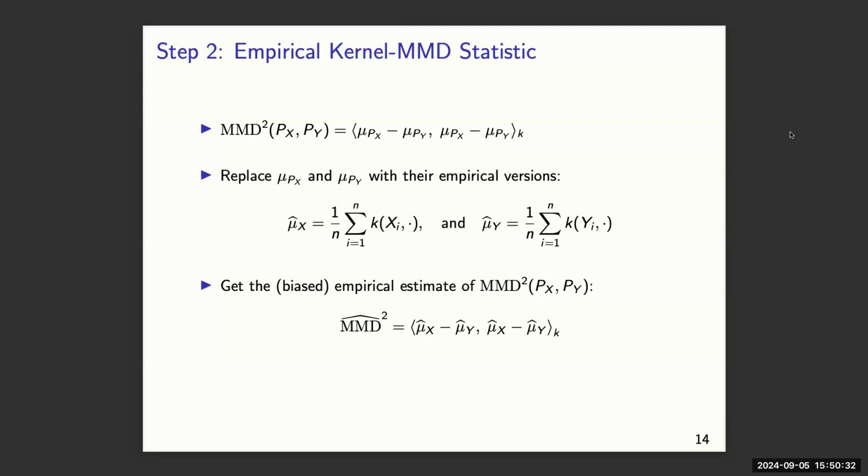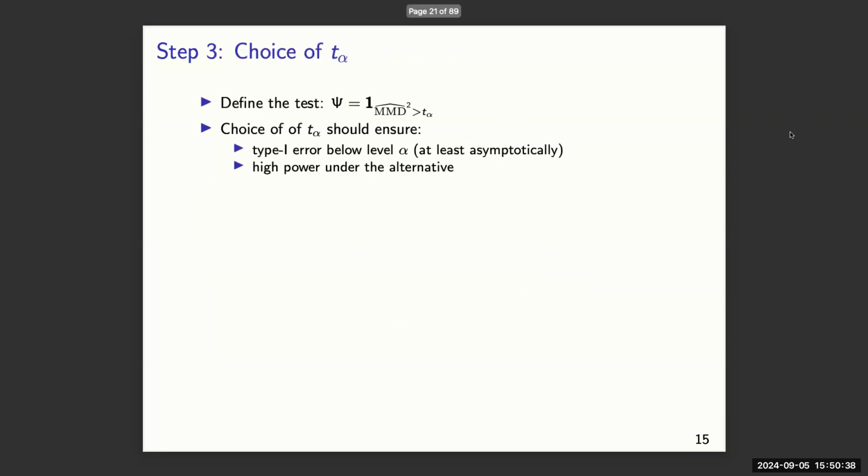Most of the existing methods use this kind of an estimate of MMD squared. And the final step is the choice of T alpha. We want to define a test that rejects the null if the computed statistic exceeds some level T alpha. Just to remind you, T alpha should ensure these two things: the type 1 error, so the probability of false alarm, is controlled at a given level alpha, so think of 0.05. And given that constraint, you want to achieve as high power as possible.